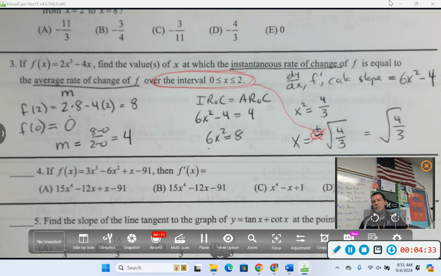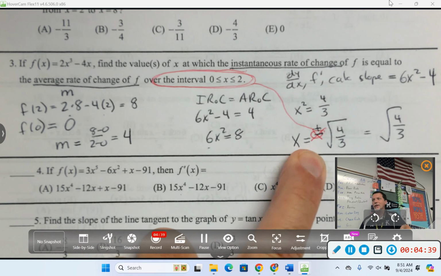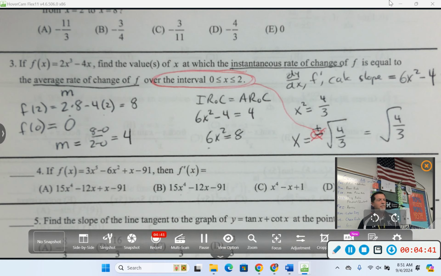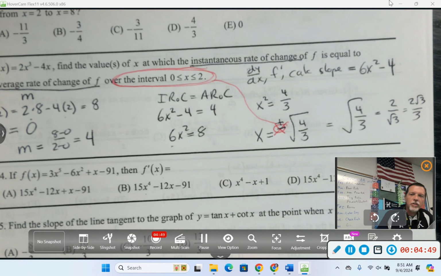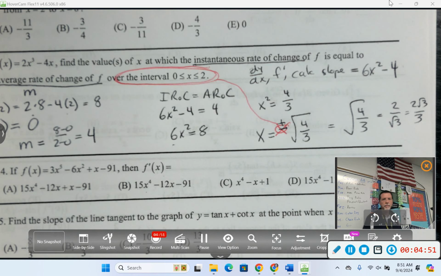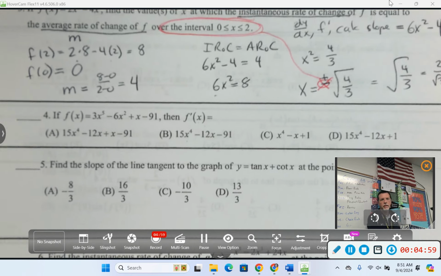It's kind of a tricky problem because some people will get it right, not because they understood the interval part, but because they forgot to do the plus or minus. So yeah, obviously you can simplify that. 2 over square root of 3, or 2 root 3 over 3. All of those are equivalent answers, and any equivalent answer is acceptable.